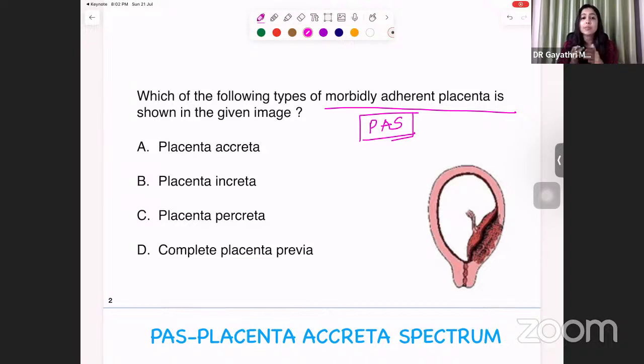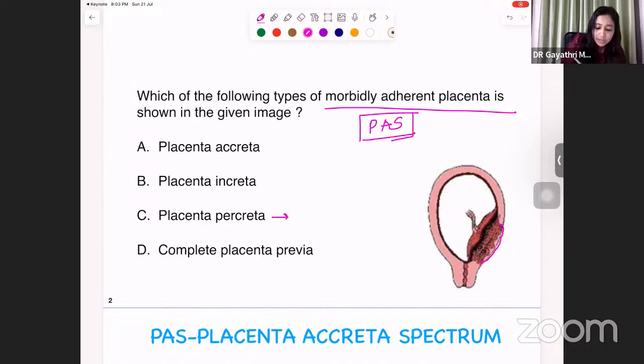What is PAS? It is placenta accreta spectrum. This spectrum includes placenta accreta, increta, and percreta. They are asking you to identify what type of PAS is given here. In this image, you can see that the placenta is encroaching into the level of serosa and slightly even going outside, which is your percreta. This is a case of placenta percreta that is shown in the image.